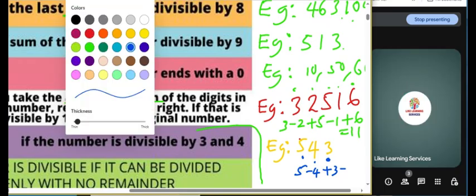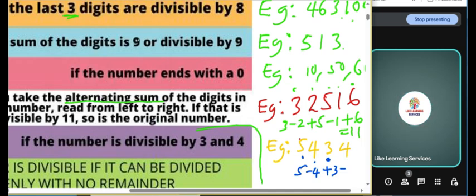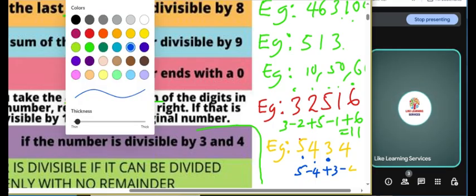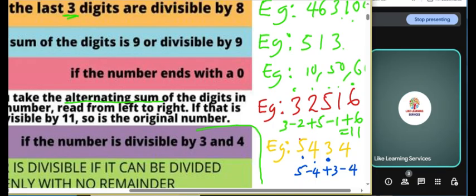Let me end it in 4. So 5 minus 4 is 1, 1 plus 3 is 4, 4 minus 5... Okay, minus 4 is 0. That's 0. So it's divisible by 11. Once it ends in 0, it is divisible by 11.